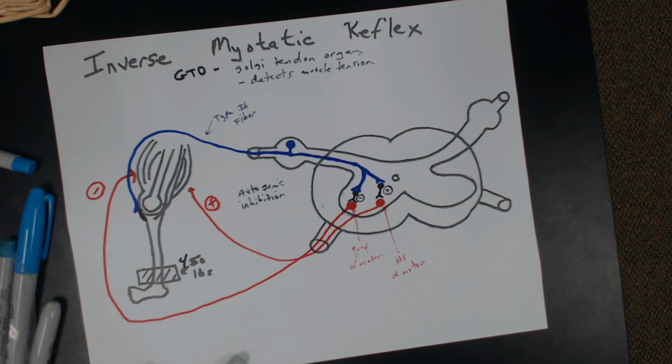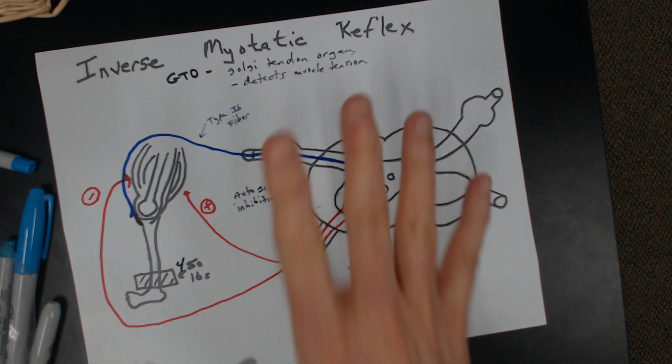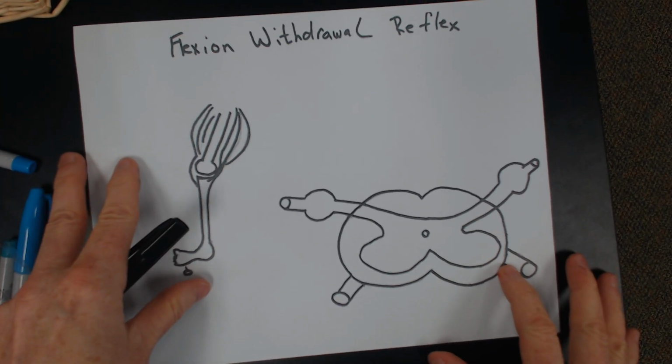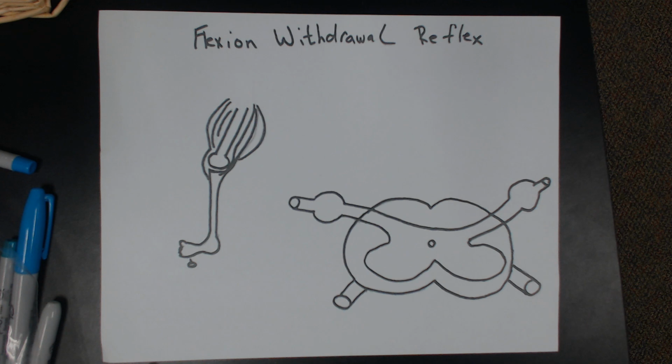Any other questions? Okay, last one. But that makes sense, right? This just prevents ripping the muscle due to increased muscle tension. And then the last one is the flexion withdrawal reflex.